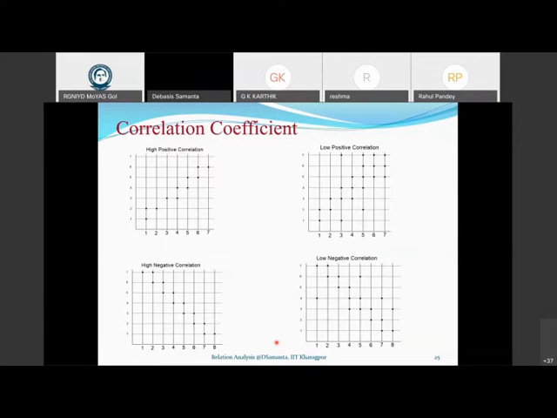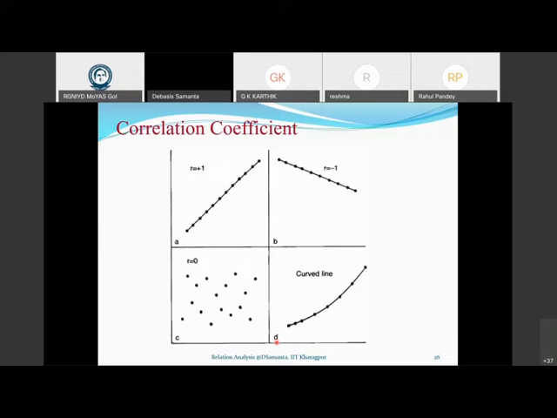With high positive correlation, if we draw a line, all the points are very close to the line, right? Low positive correlation means that we will not be able to draw any line, or even if you draw the line, the points are not so close to it. Similarly, for negative high correlation, only the inclination or the slope will be different, otherwise it is the same thing, like low negative correlation. So these are the values of R equals +1 or R equals -1.